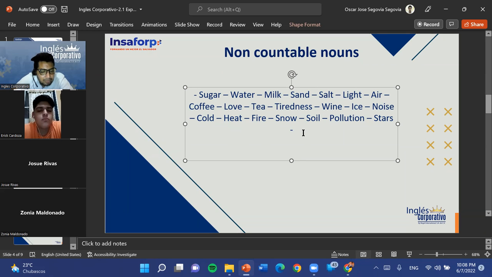Paper. Sorry, what? Paper. Bread. Oh, bread. Ice cream. Bueno, bread. Ahí nos quedamos con bread y ice cream. Muy bien. Bread y ice cream.